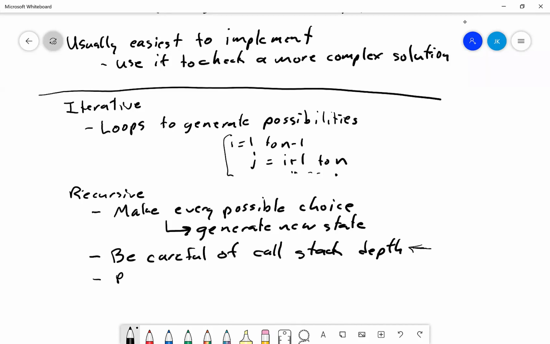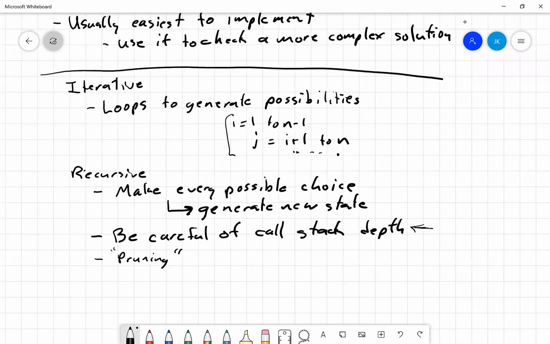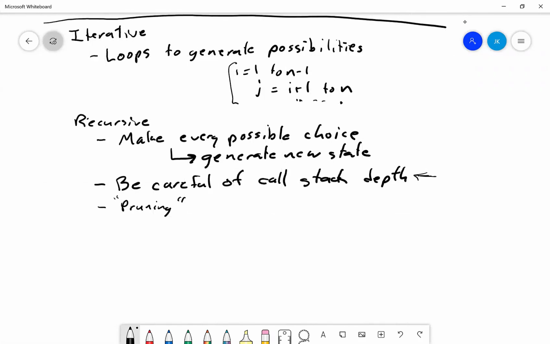And here you can use something called pruning. You can also use pruning in iterative approaches, but it's especially used in recursive approaches, and we're going to come back to that. So that's one way of thinking about the types of brute force approaches. One's the iterative, loop through everything. The other's recursive, step through all the different options that you have at each stage.